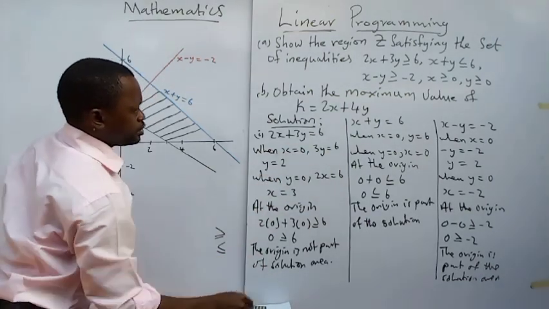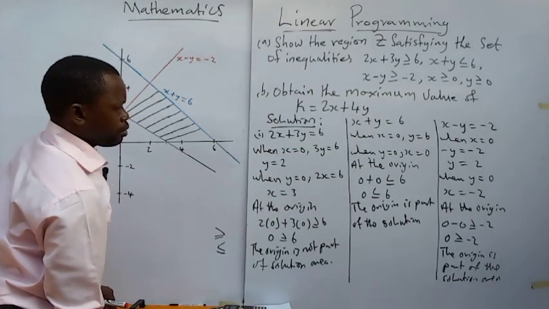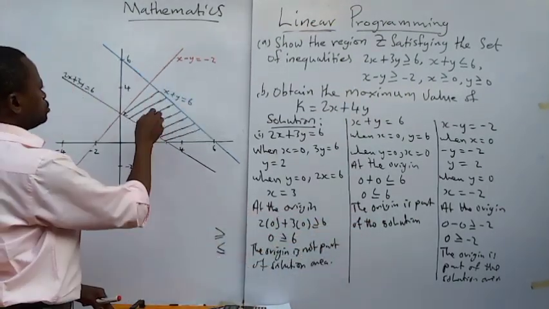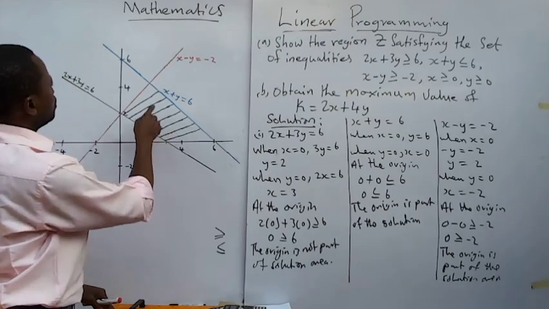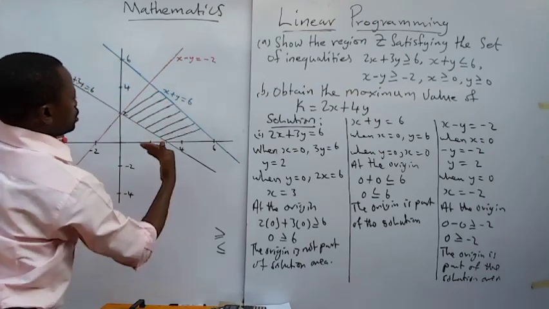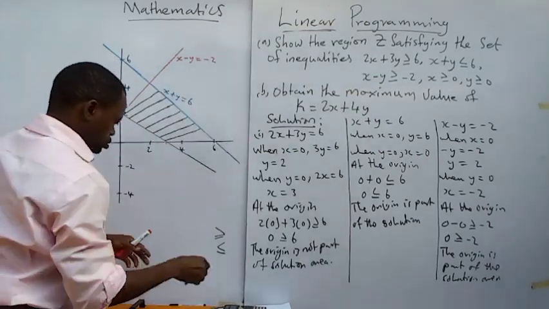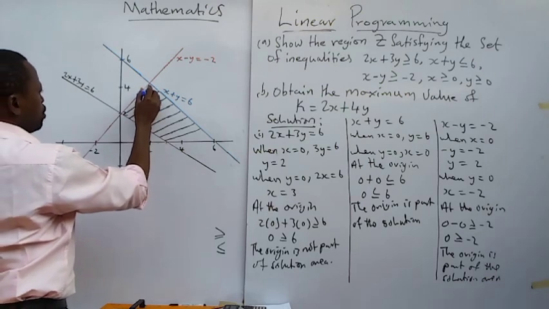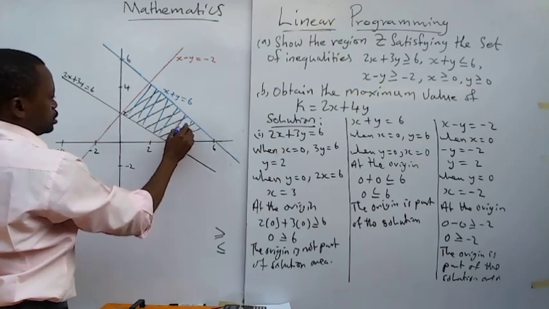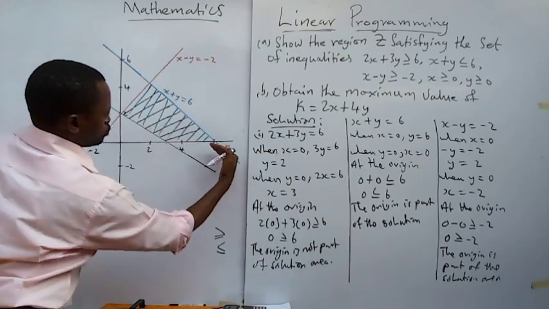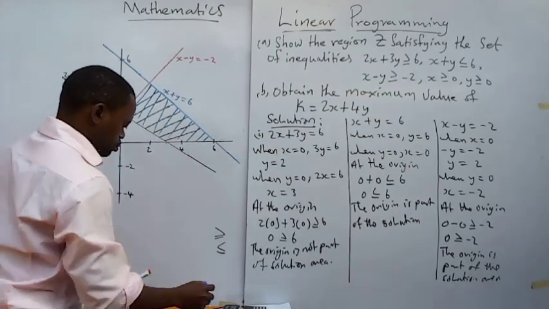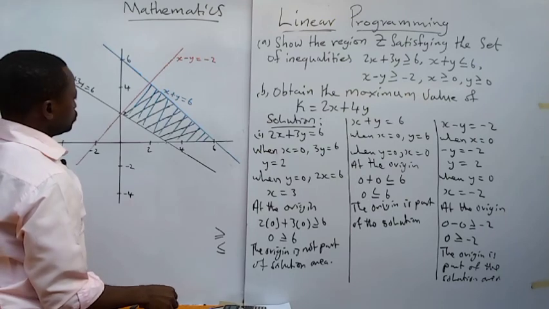What again in the second inequality? At the origin, what is going on? We say that the origin is part of the solution, and that one is this. So the origin is part of the solution. So we are shading inclusively the origin this way, not this way. So with this, I will shade this way. I could have shaded inclusive, but I told you I don't want to mess up this space.